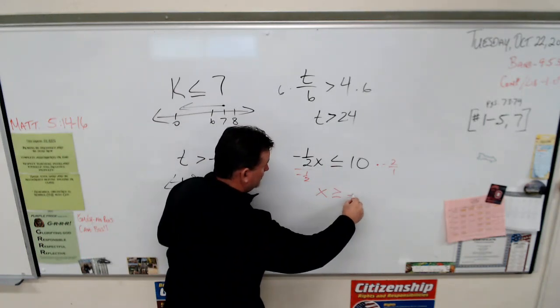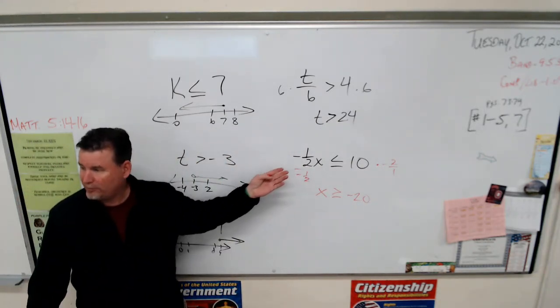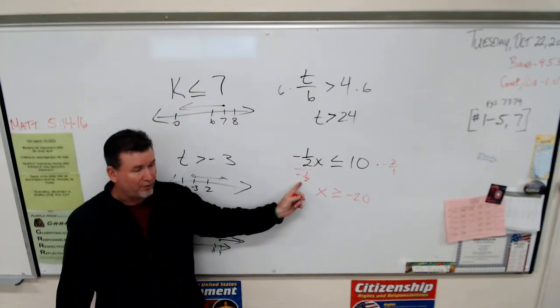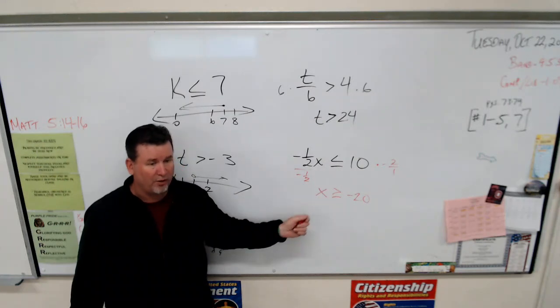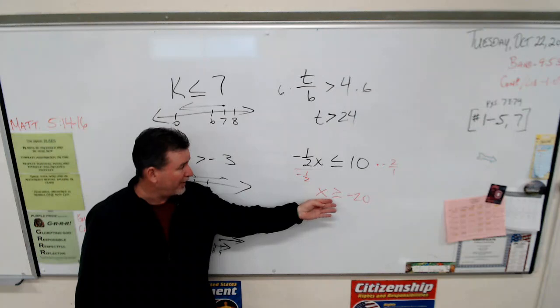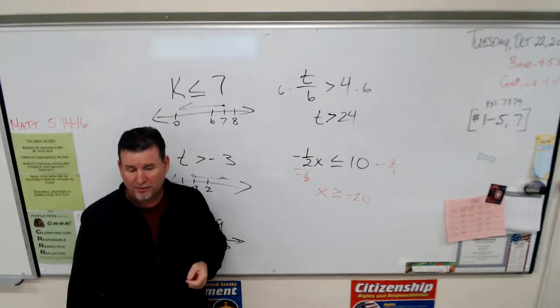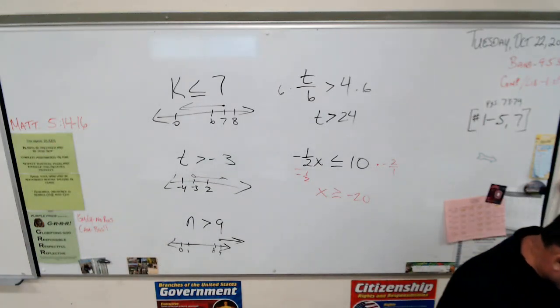I'm doing the same thing I always do with equations. But since I'm multiplying or dividing by a negative, I have to switch the inequality. So the answer to this is x is greater than or equal to negative 20. Well, you're still trying to digest that.